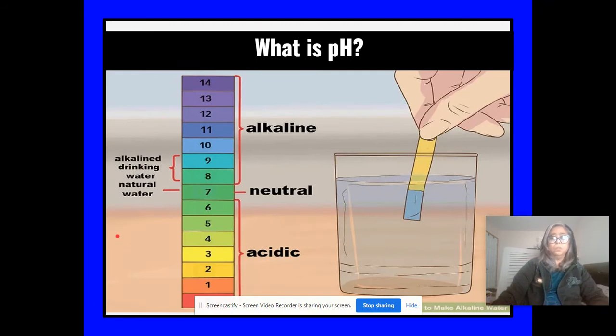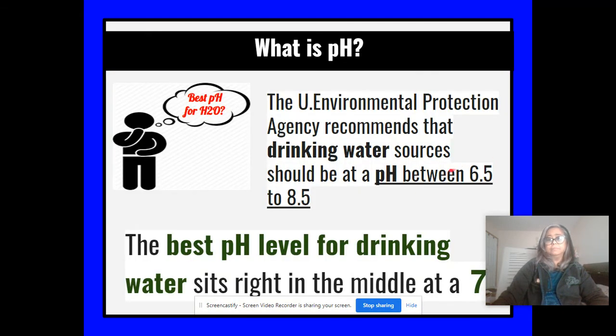Now, how about water? Since we are into water systems, it can range from mid 7 up to 9. Now, probably you've heard this being advertised, alkaline drinking water. They say that it's best for us because it can neutralize whatever extra gases that we might have in our gut. But that's one line of thought. Now, a good question to ask would be, is there a best pH for water? No. The United States Environmental Protection Agency recommends that drinking water sources should be at a pH between 6.5 to 8.5. But ideally, the best pH level for drinking water sits right in the middle at a 7.